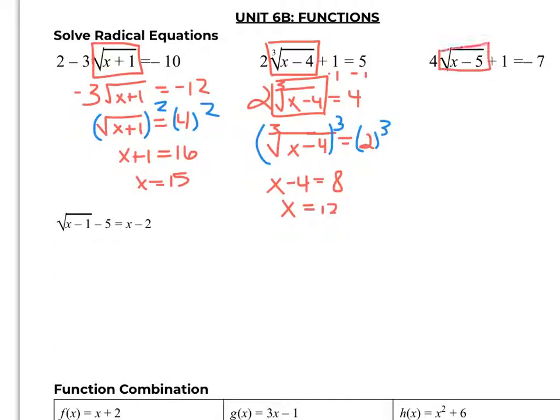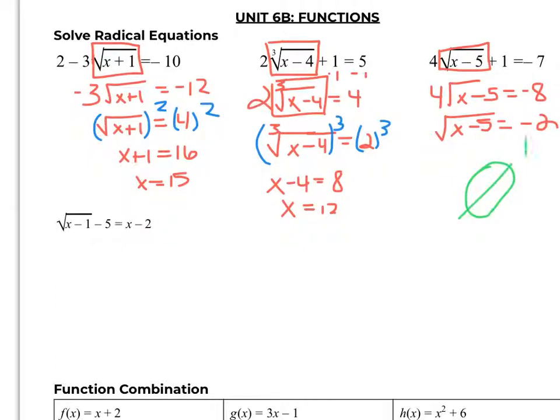So this next one, we're going to minus 1 and then divide by 4. So negative 8, divide by 4, I get square root of x minus 5 equals negative 2. Ding, ding, ding. Flashing lights. This is no solution because when I have a square root equal to a negative, I can't do that over real numbers. There's no square root of a real number that gives me negative 2. So I'm done with that problem.